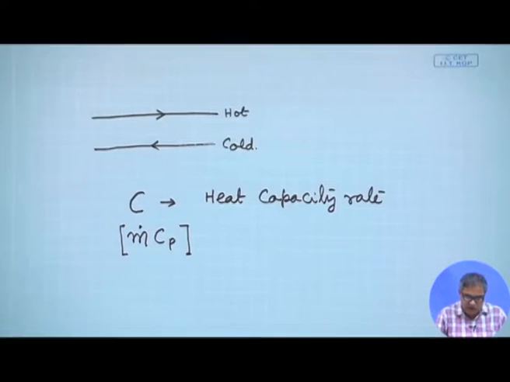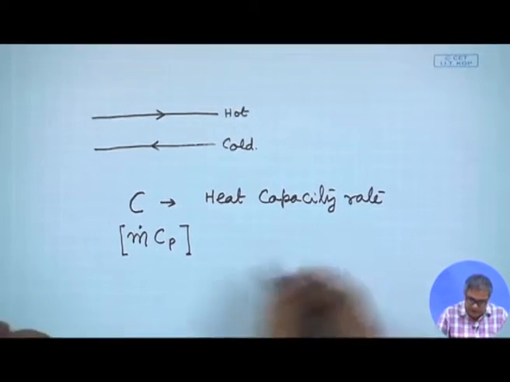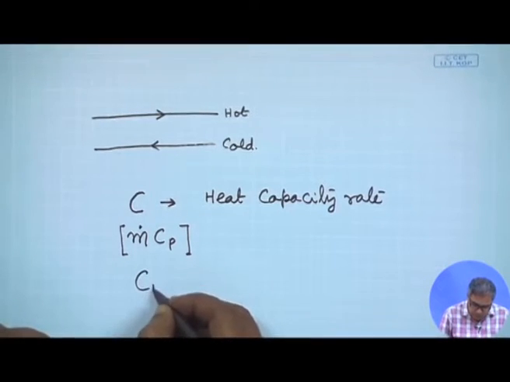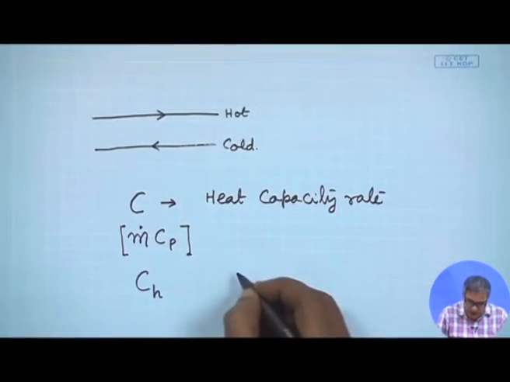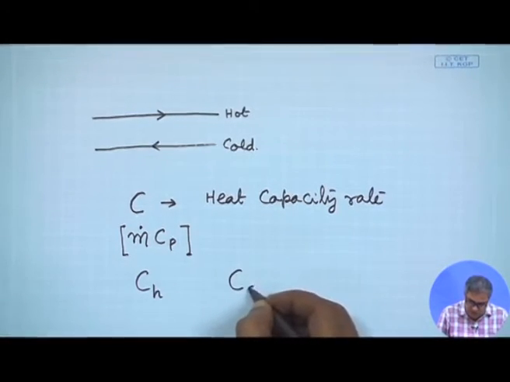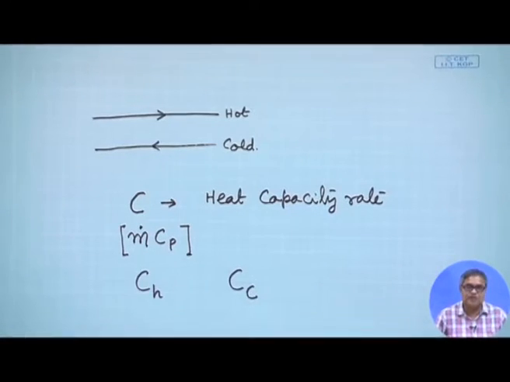So, m dot Cp is called the heat capacity rate, and when we denote it by Ch, this is the heat capacity rate of the hot fluid, and when we denote it with the subscript C, it is the heat capacity rate of the cold fluid, Cc. Ch and Cc, these two things are very important parameters in our heat exchanger analysis.